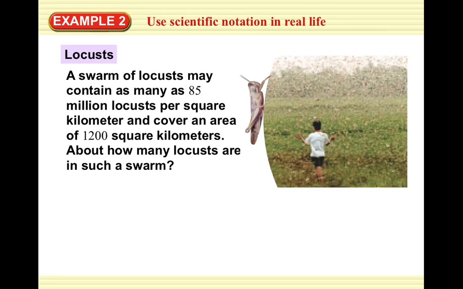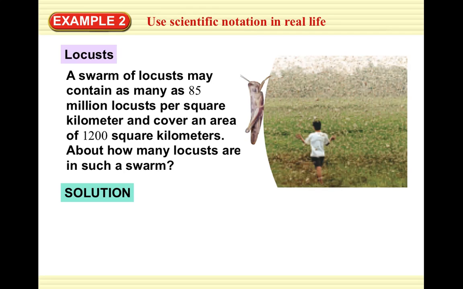Locusts. So a swarm of locusts may contain as many as 85 million locusts per square kilometer and cover an area of about 1,200 square kilometers. So how many locusts are in such a swarm? I'm already creeped out about the part of the 85 million per 1 square kilometer, and then you want to put 1,200 square kilometers? Oh dear God.